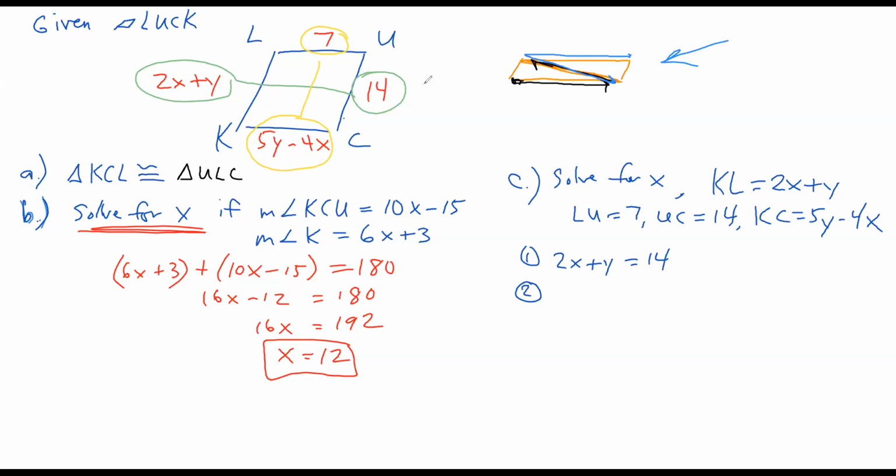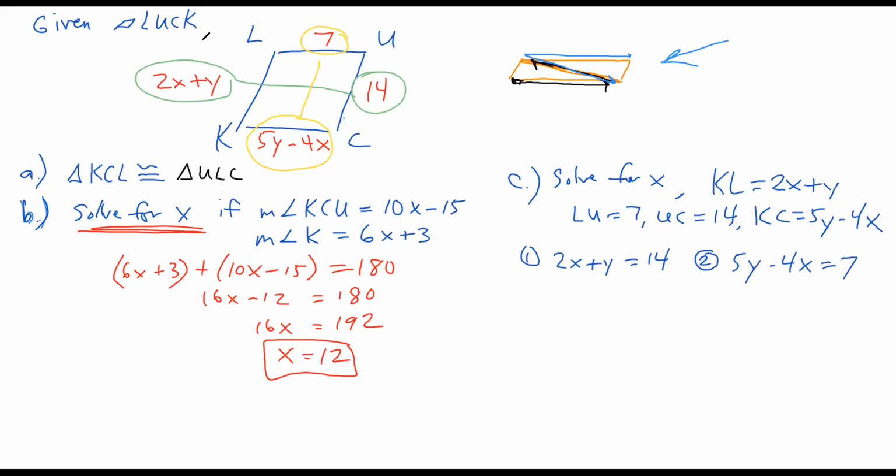So I'll put it over on the right. I'm going to move where I'm writing this. So equation 2 would be that 5y minus 4x equals 7. Okay, well, this becomes something that we have x and y in both equations. This is a system of equations. We have to use a system to solve this.